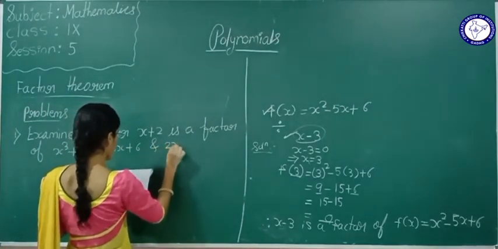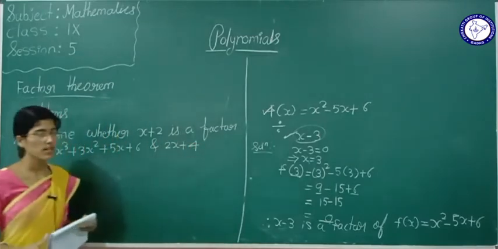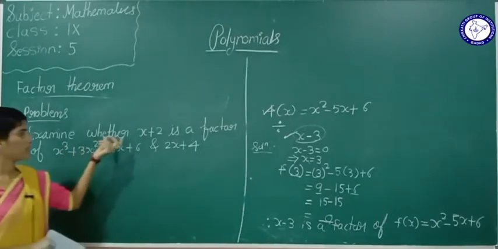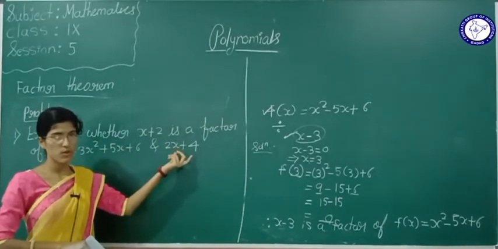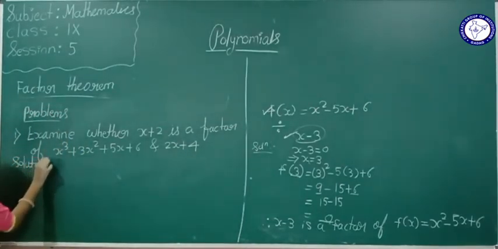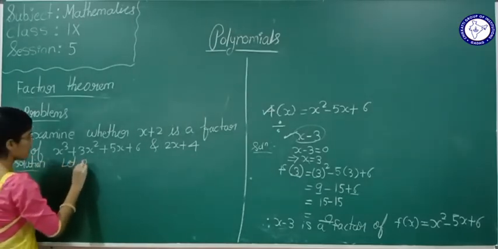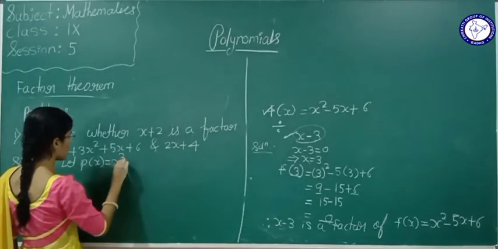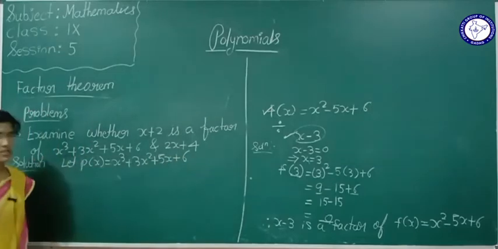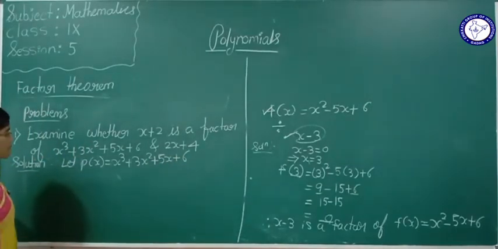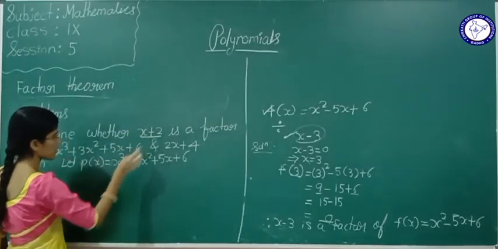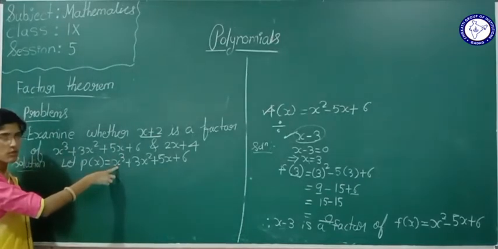and 2x plus 4. Now we have to tell whether x plus 2 is a factor of this polynomial. Say there are two polynomials given. So solution, we will give a name for that. Let p of x is equal to x cube plus 3x square plus 5x plus 6. Now see here. First we will check whether x plus 2 is a factor of this polynomial. So how to check? We will go by remainder theorem.